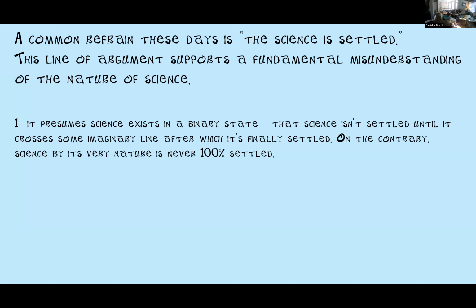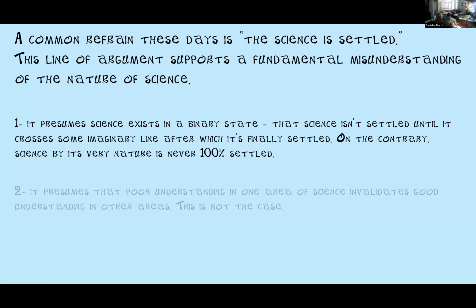Point number one is that it doesn't exist in a binary state. Binary means on, off, 1, 2, yes, no, that you have only two options. So there's not some imaginary line where you're like, it's unsettled, it's settled, it's unsettled. That's not how it works. It's not how science works. So it's never 100% settled.